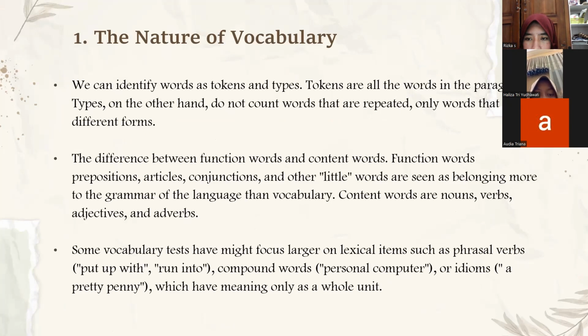And the second one is the difference between function words and content words. Function words, prepositions, articles, conjunctions, and other little words are seen as belonging more to the grammar of the language than vocabulary. Content words are nouns, verbs, adjectives, and adverbs. And the last is that some vocabulary tests might focus on larger lexical items such as phrasal verbs, like put up with or run into, compound words like personal computer, or idioms like pretty penny, which have meaning only as a whole unit.